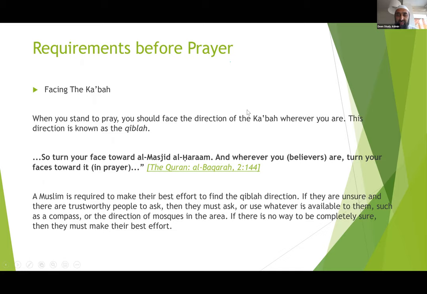So Allah subhanahu wa ta'ala tells us in the Quran, Surah Al-Baqarah, turn your face toward Al-Masjid Al-Haram, and wherever you, meaning we the believers, are, turn your face towards it. So a Muslim is required to make their best effort to find the Qibla direction. Even if they're unsure and there are trustworthy people to ask, then they must ask or use whatever is available to them, such as a compass or the direction of mosques in the area. And if there's no way to be completely sure, then they must make their best effort. So essentially, you try your best.